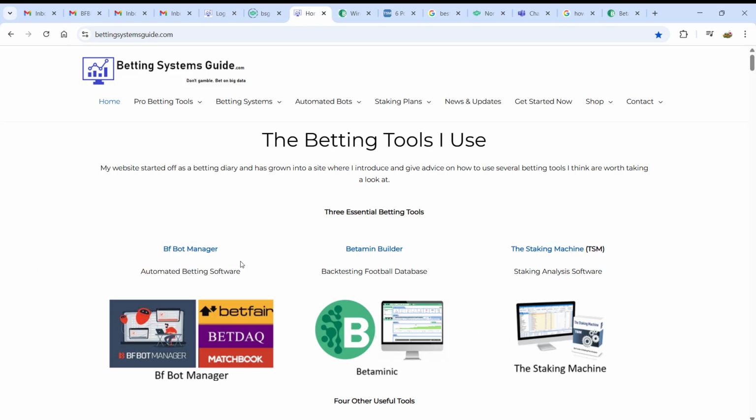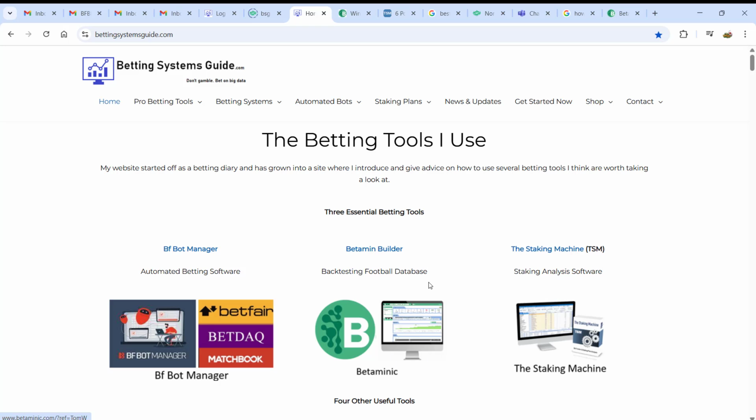And with betting, you can be spending hours in front of a computer on the weekend, and that's just no way to live. If you have a betting idea, write down how you would tell someone to use your betting system if you weren't there, and then program that into the BFBot Manager, or ask me to help you program it.